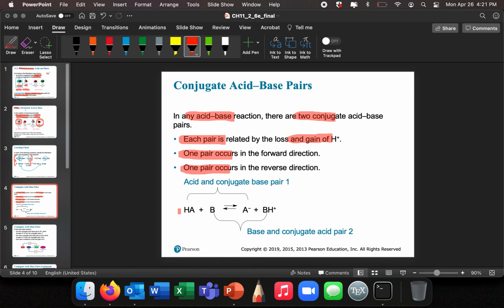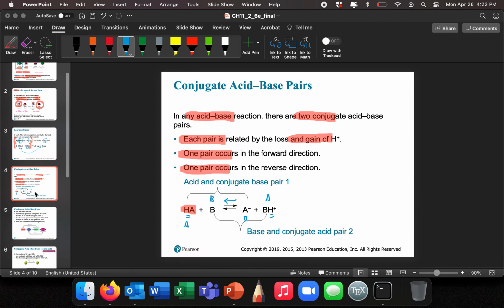For example, if you have an acid here, which I'm just going to say generally is HA, once it gets rid of its H plus, right? So you see how once it gets rid of its H plus, it becomes A minus. So this is the acid, and this is the base. Okay? And can you see that when we're going in the opposite direction, this has an extra H plus on it, right? And so this is the acid, and this is the conjugate base in the reverse direction. Okay?